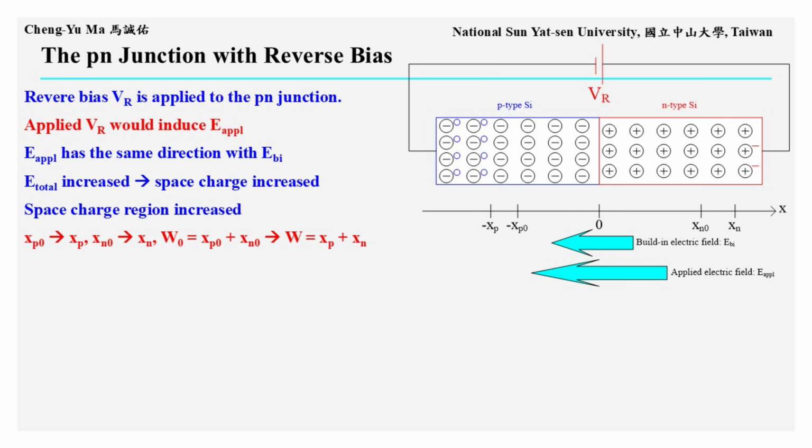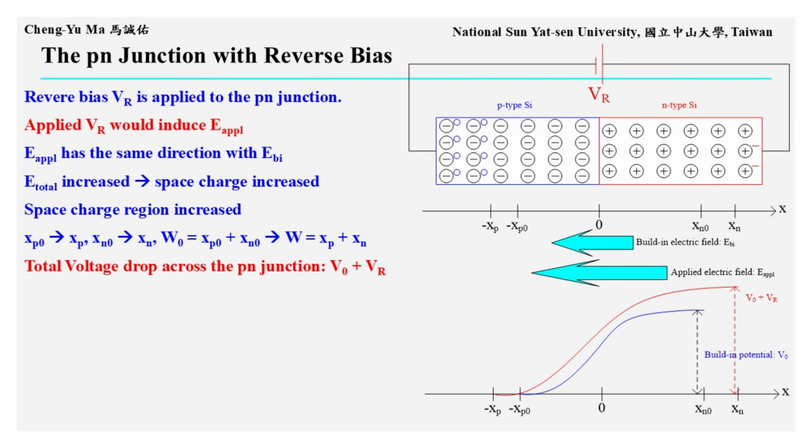Therefore, the space charge width in the p-type semiconductor increases from xp0, the width without bias, to xp. The space charge width in the n-type semiconductor increases from xn0, the width without bias, to xn. The total space charge region width increases from w0, which equals xp0 plus xn0, to w, which equals xp plus xn. As the space charge width increases and the total internal electric field increases, the total integral of the electric field across the space charge width, which is the internal voltage difference, also increases. As shown in the figure, the total voltage increases from V0 without bias to V0 plus VR.